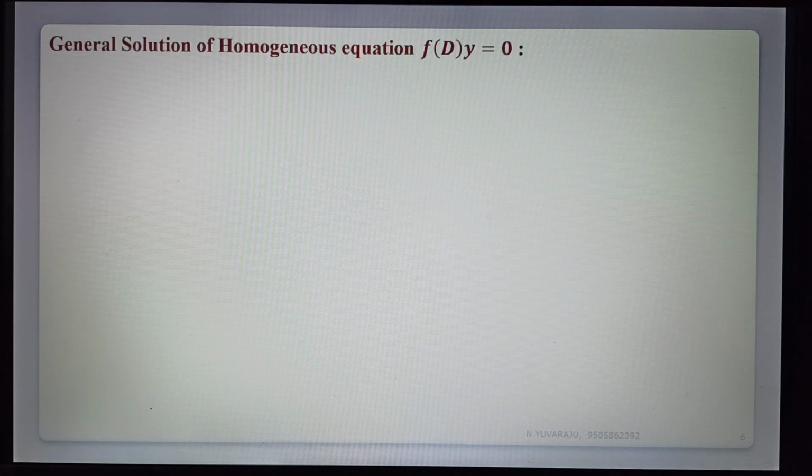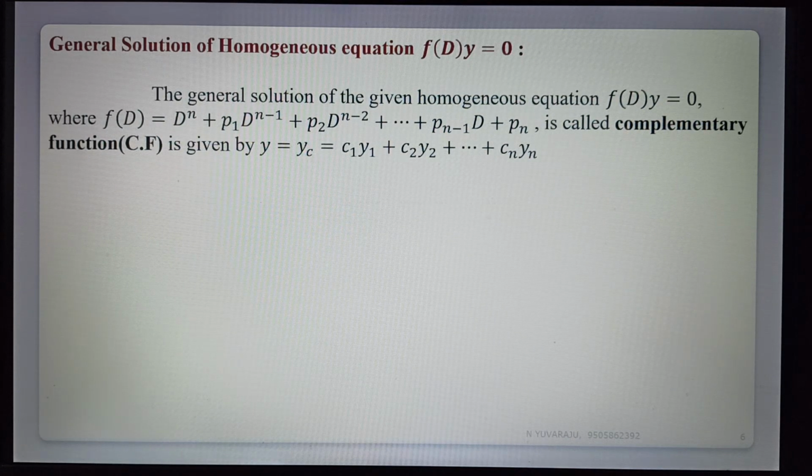First, the general solution of the given homogeneous equation, where f(D) = D^n + p1 D^(n-1) + p2 D^(n-2) + ... + pn. Its solution is called the complementary function, and it is given by y = yc = c1 y1 + c2 y2 + ... + cn yn, where y1, y2, ..., yn are linearly independent solutions of the given equation.